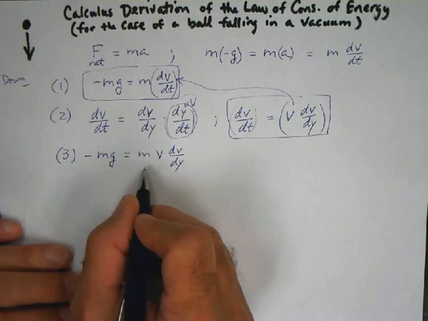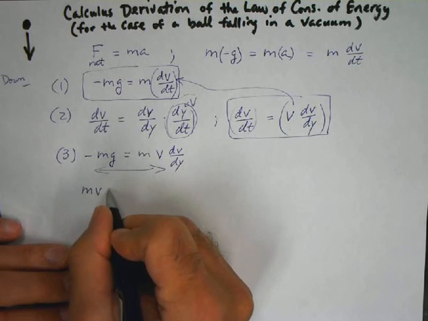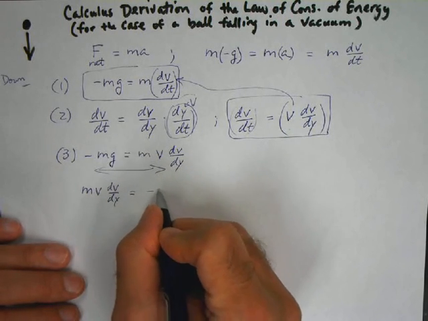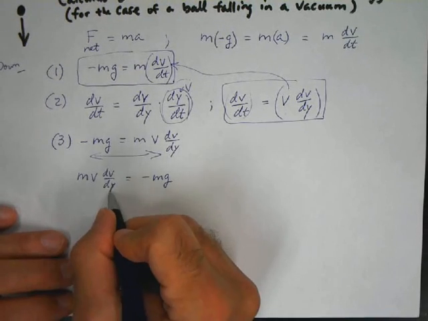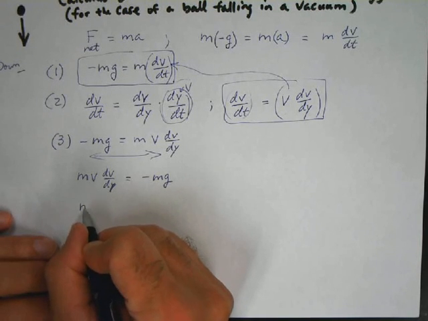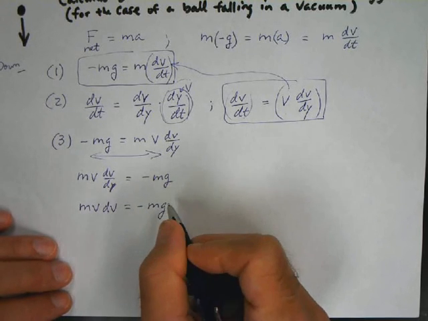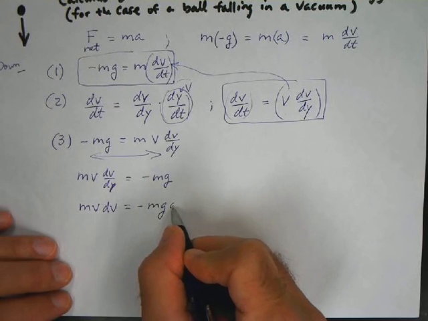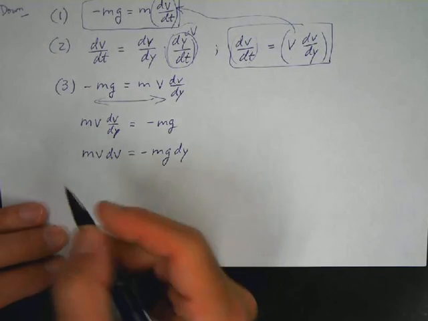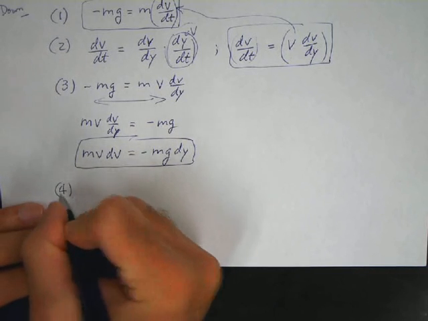We can rearrange this, and I'll just put the v's over on the left and the g's over on the right. We'll just switch it around, and so we have mv dv dy equals negative mg, and we can bring that dy over to the other side. We'll end up with mv dv equals negative mg dy. So far so good.